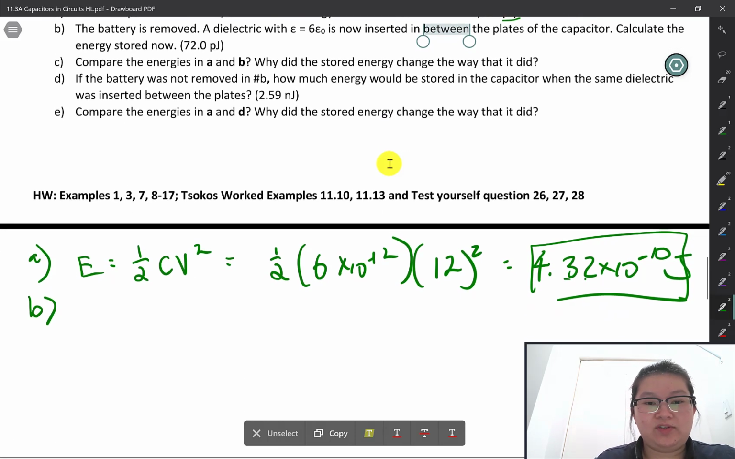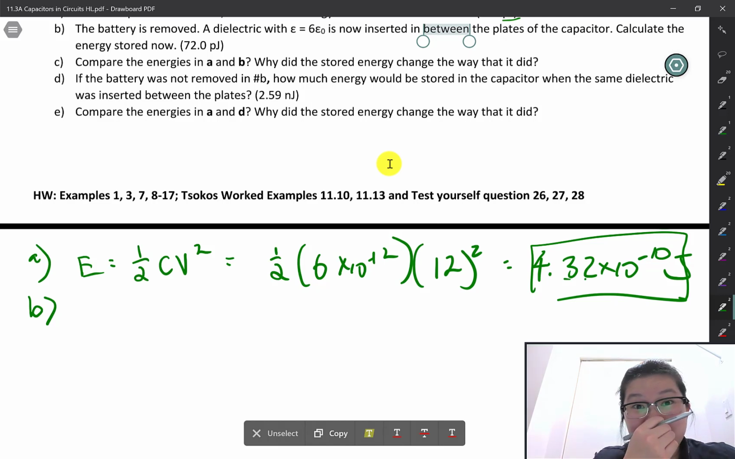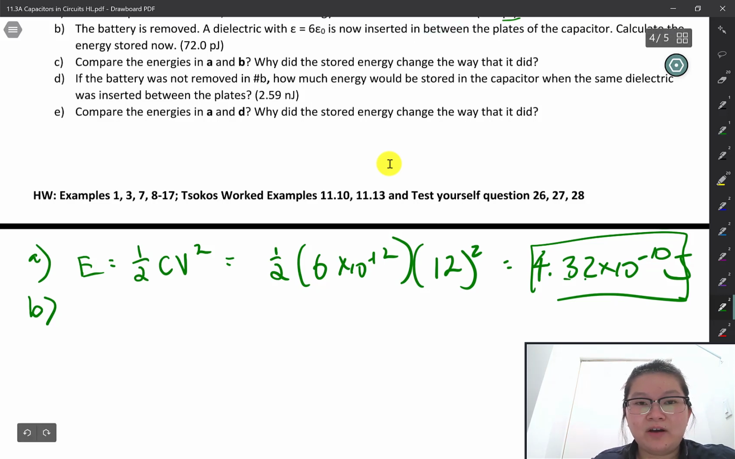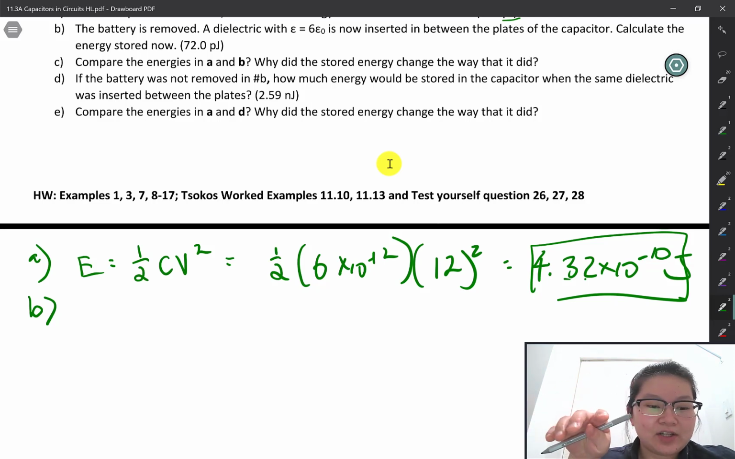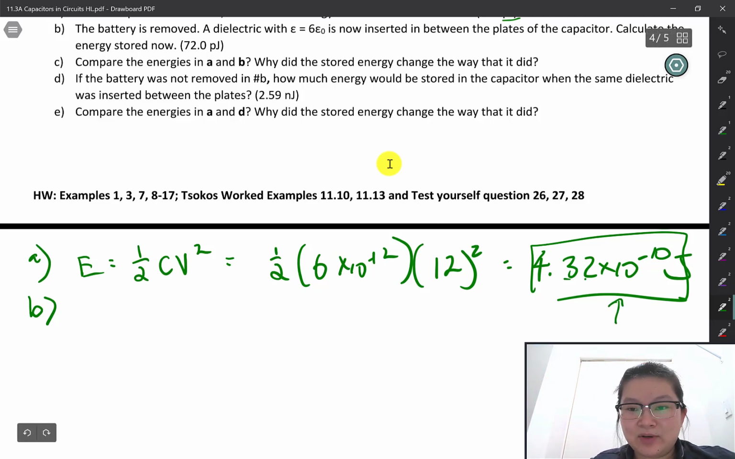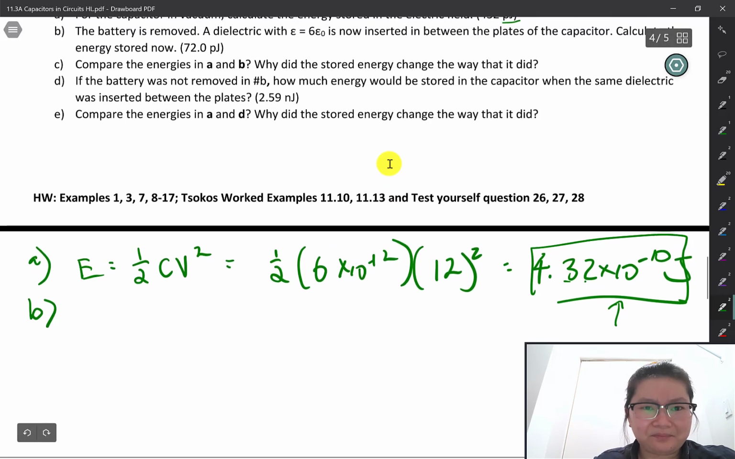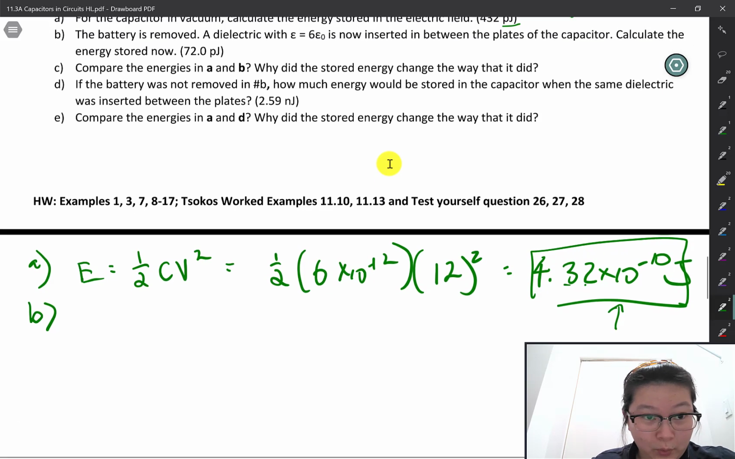Okay, next one. The battery is removed. A dielectric with epsilon equal to 6 times epsilon naught is now inserted in between the plates of the capacitor. Calculate the energy stored now. A little bit of context: if a dielectric is inserted after the battery is removed, the electric field in the capacitor allows some of the charges in the dipoles in the dielectric to line up, and that costs a little bit of energy. So in fact, the energy stored in this capacitor is going to be less than the 432 picojoules from before, so we should expect a lower number.